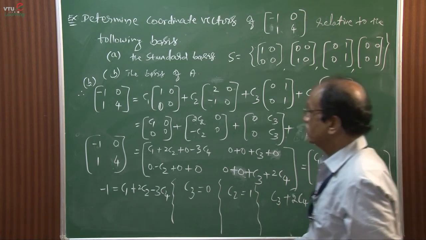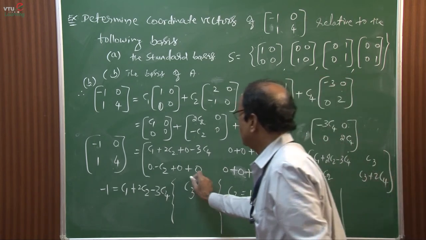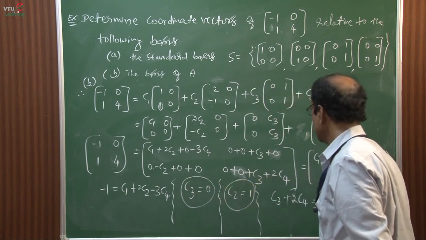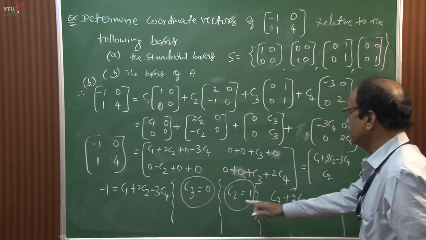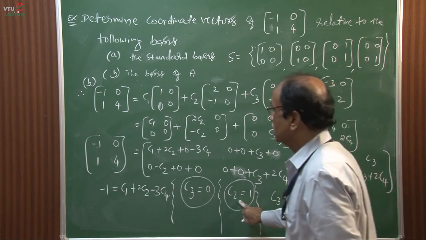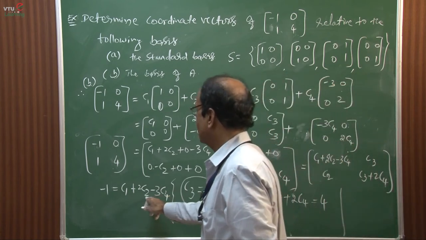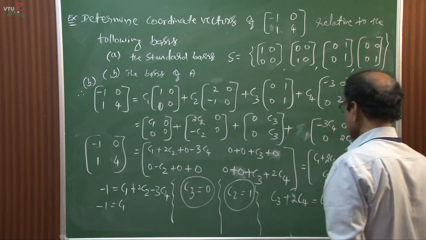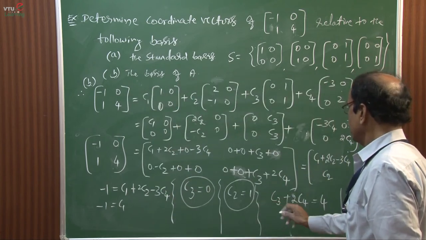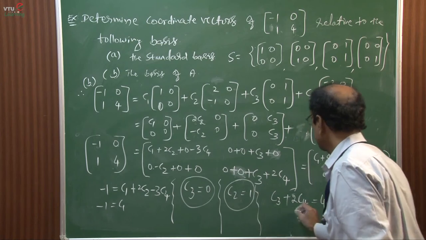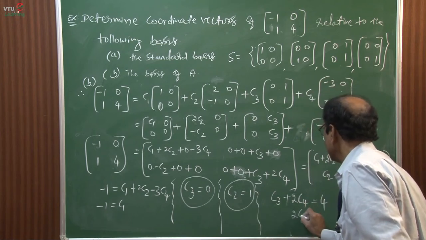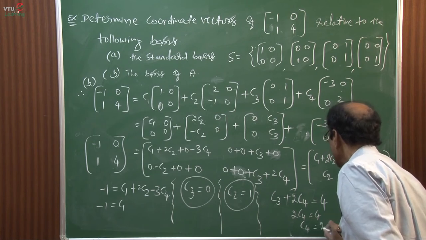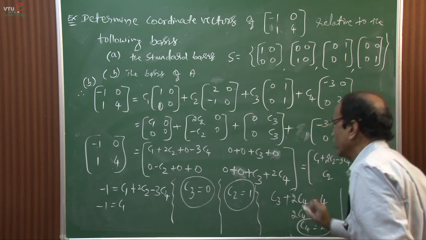So what are the values then? C3 is equal to 0, you can round off. C2 is equal to 1, you can round off. And where is C2 required? Here. Minus 1 is equal to C1. C3 is already 0 here, then 2 times C4 is equal to 4 and C4 is equal to 2. So, this is the value.